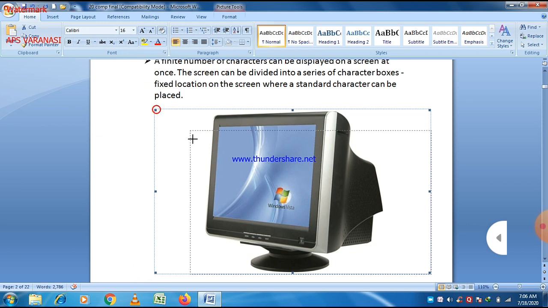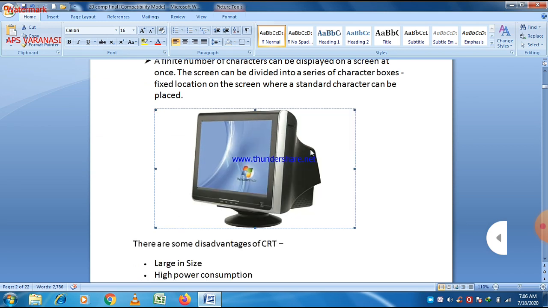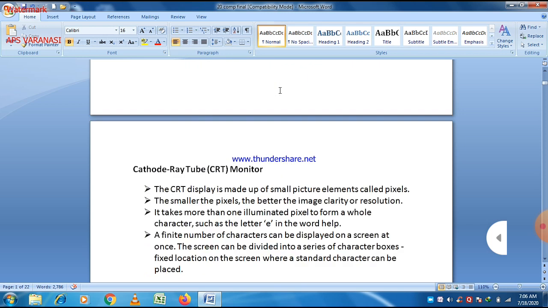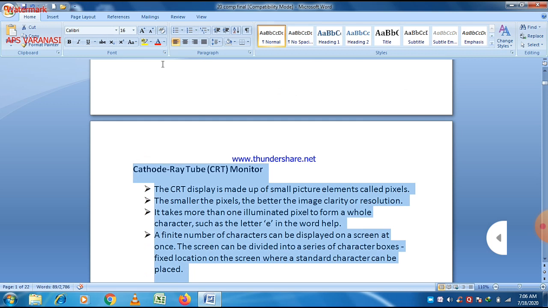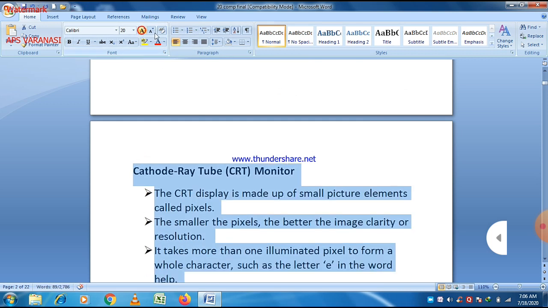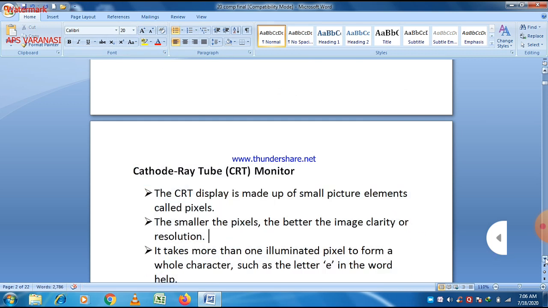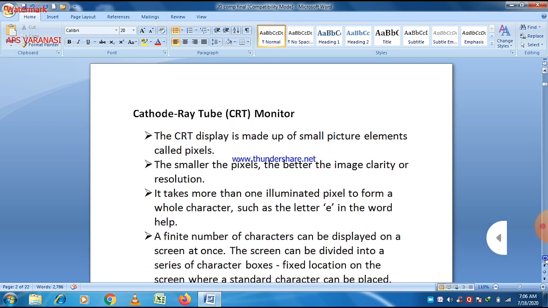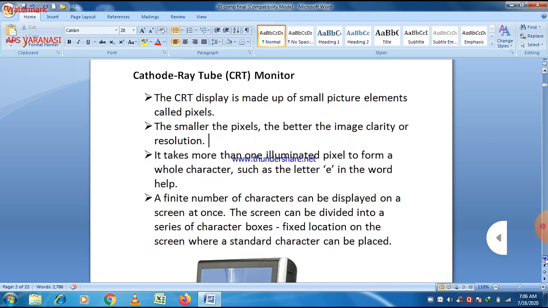Nowadays they are not used very much because they are heavy, they have higher power consumption, and they are larger in size also. CRT, or cathode ray tube, is basically a technology, and on that basis the monitors are also called CRT monitors. The CRT display is made up of small picture elements called pixels, and the smaller the pixels, the better the image clarity or resolution.